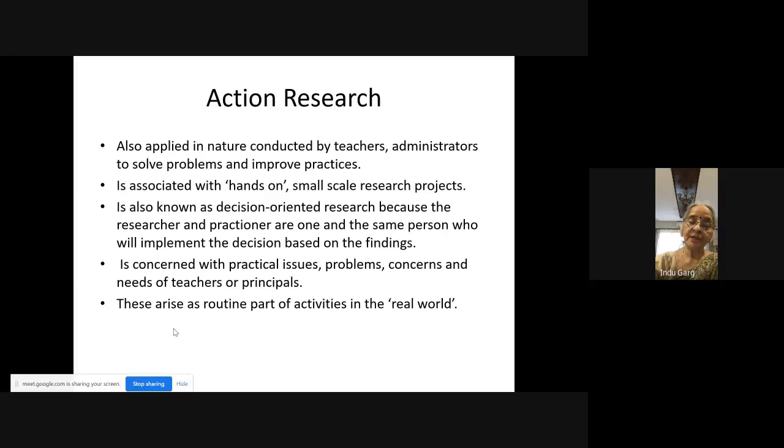Whatever you have found out, please apply it. Take the decision to apply it. Be bold enough, be courageous to try it on your students, your solution, and you will be successful. Okay, so it is concerned with practical issues, problems, concerns, and the needs of teachers and principals. And let me tell you, once you take up a study once, it can become a routine part of your life as a teacher. You will want to improve your classroom practices. You will want to find out the solutions to the problem that you are facing.